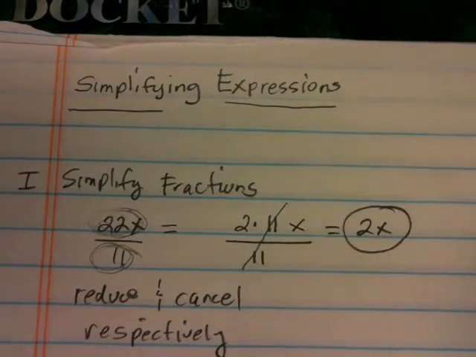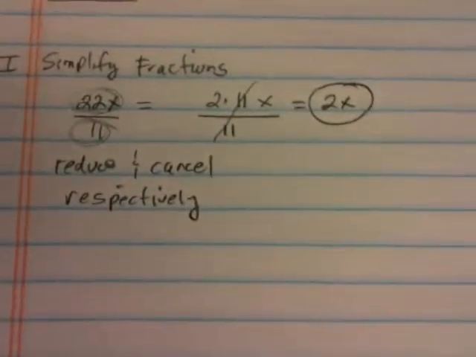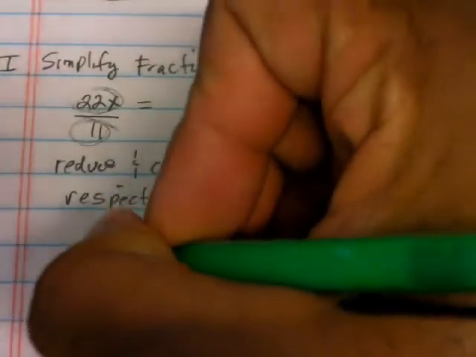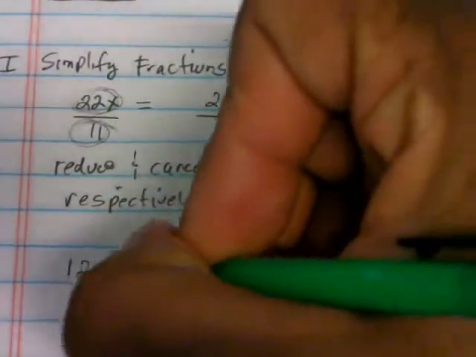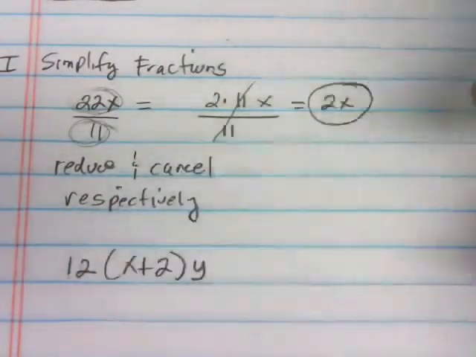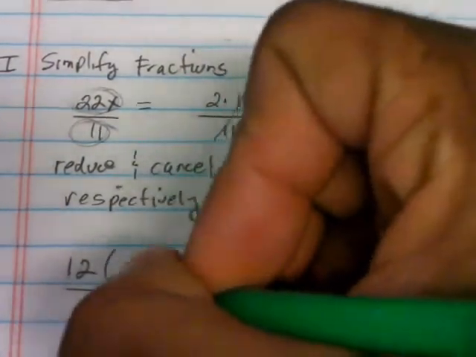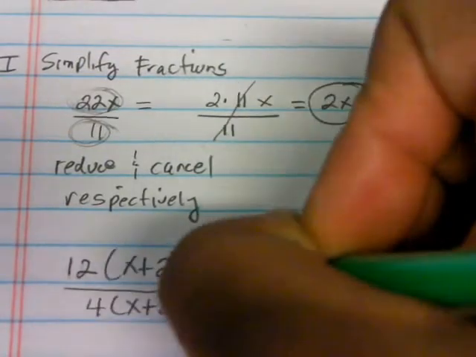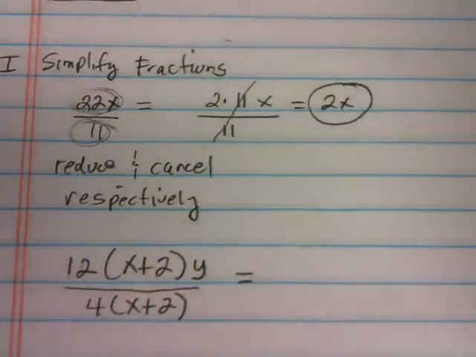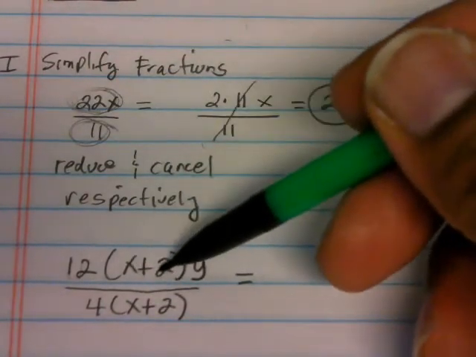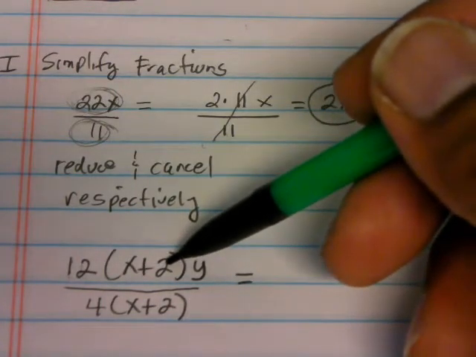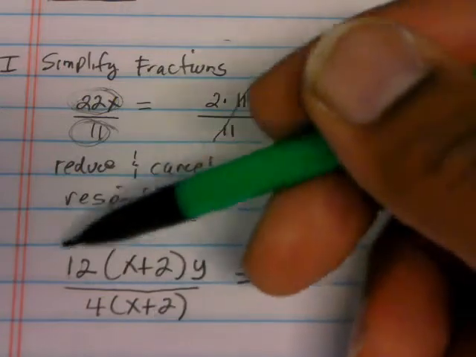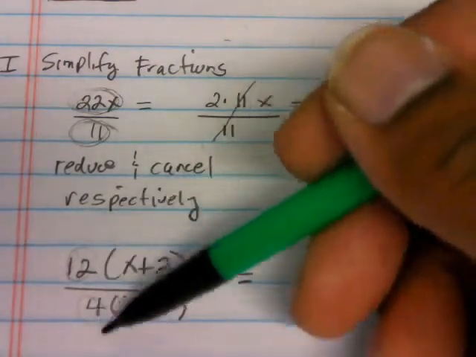All right, let's do another one. Adjust the camera. We have 12 times x plus 2 times y over 4 times x plus 2. Just in simplistic matters, we see that you have the factor of x plus 2 in the numerator, and then you have x plus 2 in the denominator. And also you have 12 and you have 4, respectively.